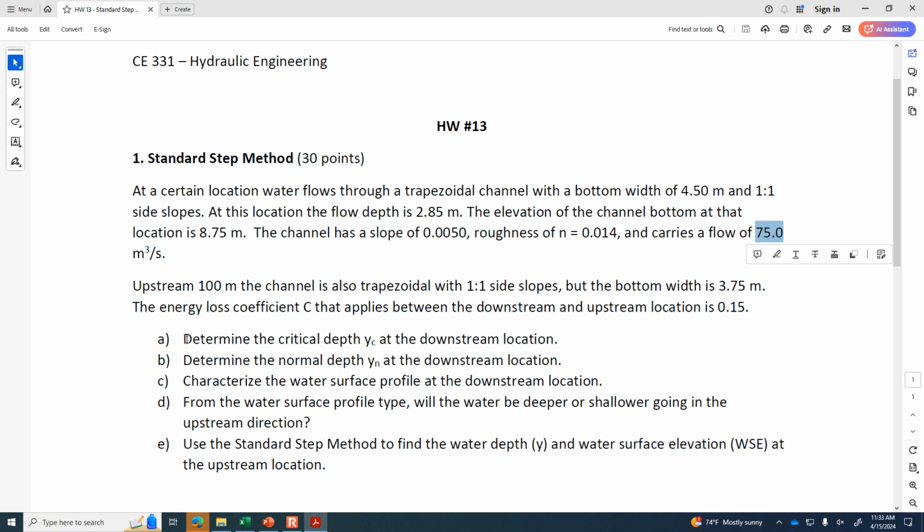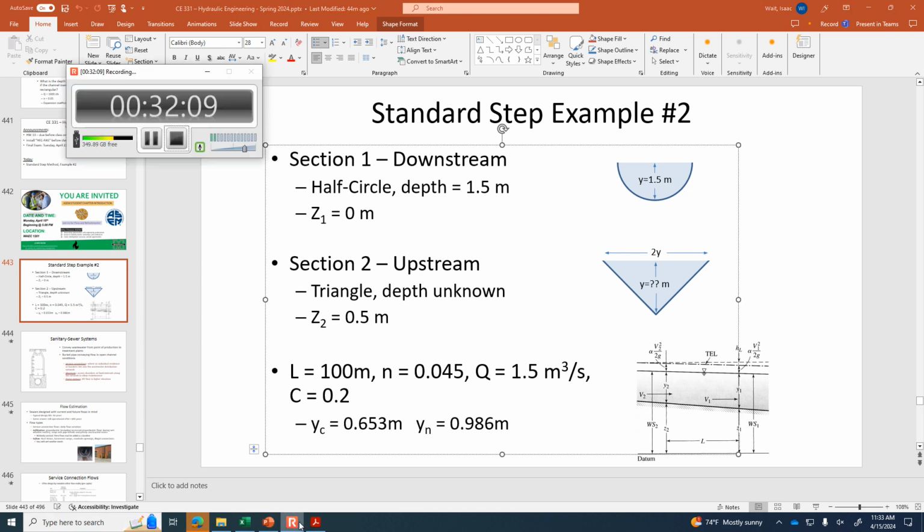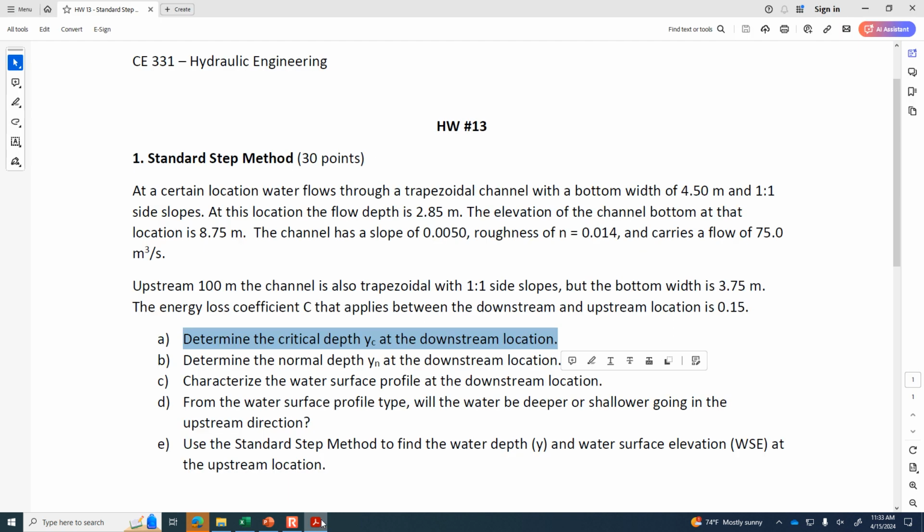I kind of walk you through the same process that we've done in class just now, like asking you to determine the critical depth. In the example we just did, that was already given: the critical depth and the normal depth at location 1. You're going to have to refresh your memory on how to calculate the normal depth and the critical depth. I think you're probably in the mindset that the easy way to do it is if it's a rectangular channel, but this won't be a rectangular channel. Because it's trapezoidal, you'll have to set the Froude number equal to 1 in order to calculate the critical depth.